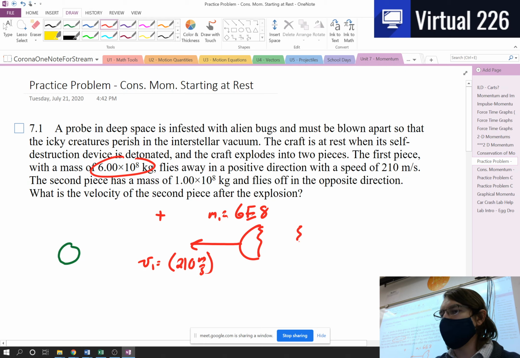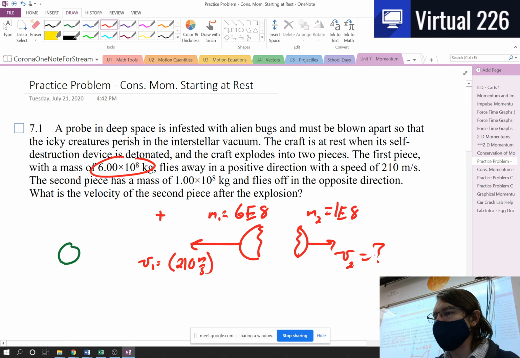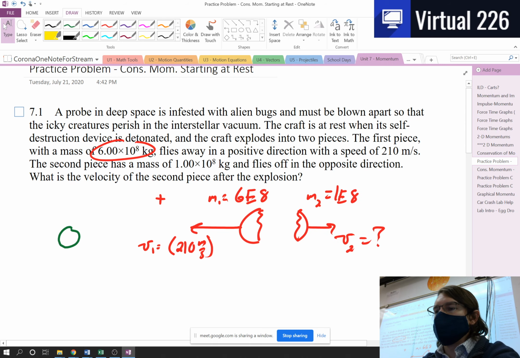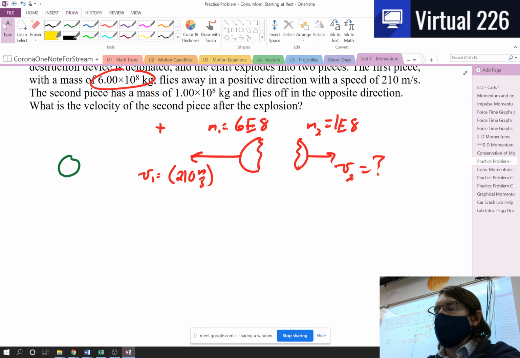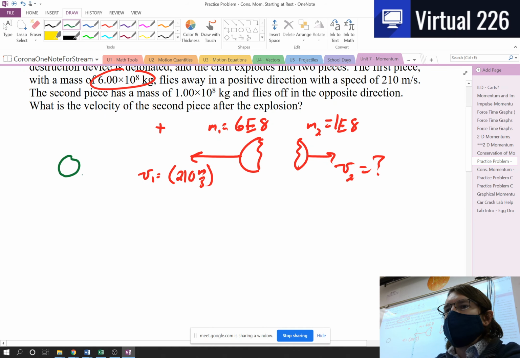And the second piece here on the other side, we don't know the mass of it. Oh, no, we do know the mass of it. It's 1 times 10 to the 8th. But we don't know the second velocity. And that's what we're looking for after the explosion. So how can we set this up? Well, we are saying that the initial momentums equal the final momentums here.